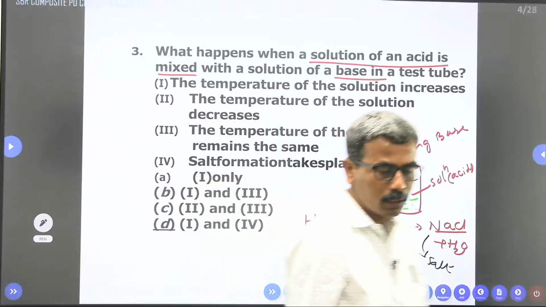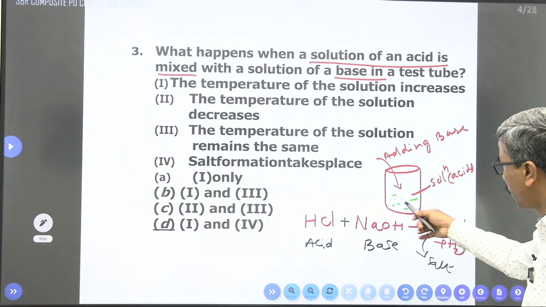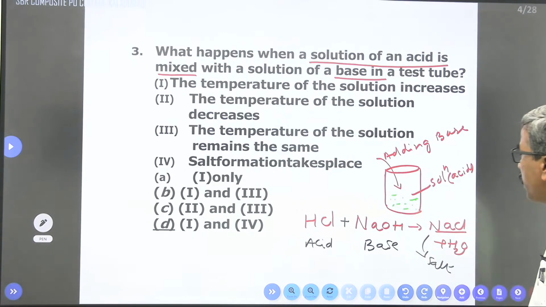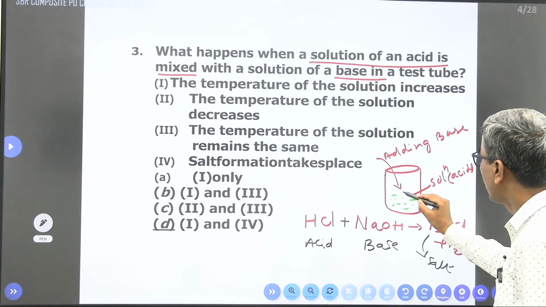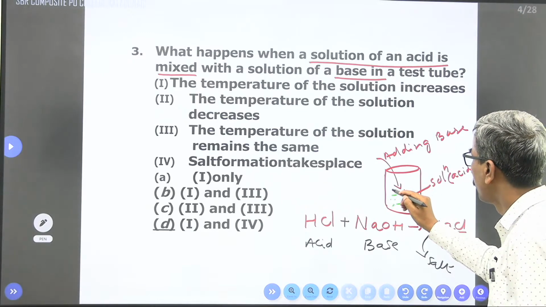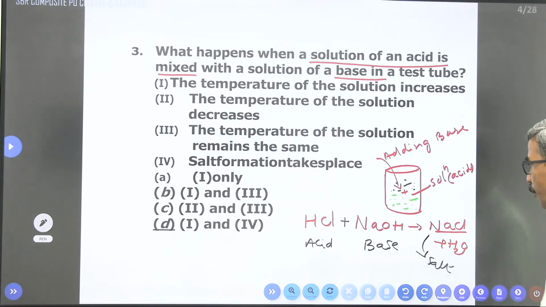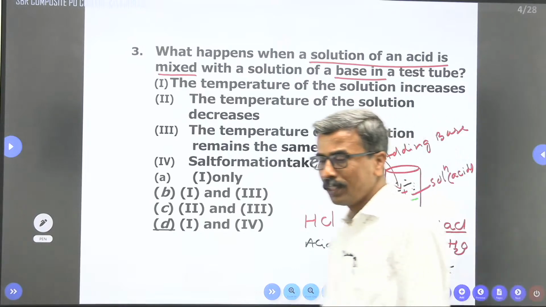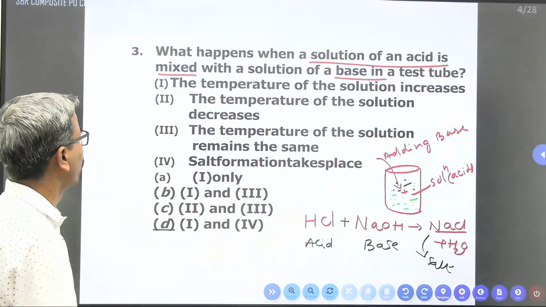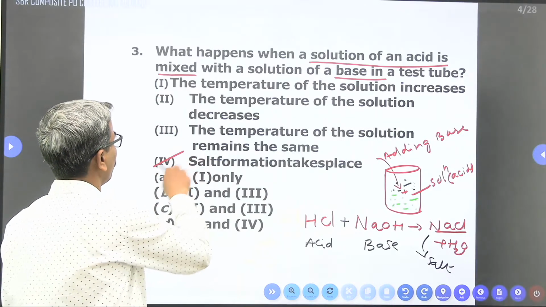Now the statement of the question is the same. You have got acid, the green colored one I have shown in the test tube, and you are adding to it, suppose the black colored one, which is your base. Then when acid and base react, they will form salt. Now you have to check among the given Roman numbers. Salt formation is going to be there, so the fourth one is correct.